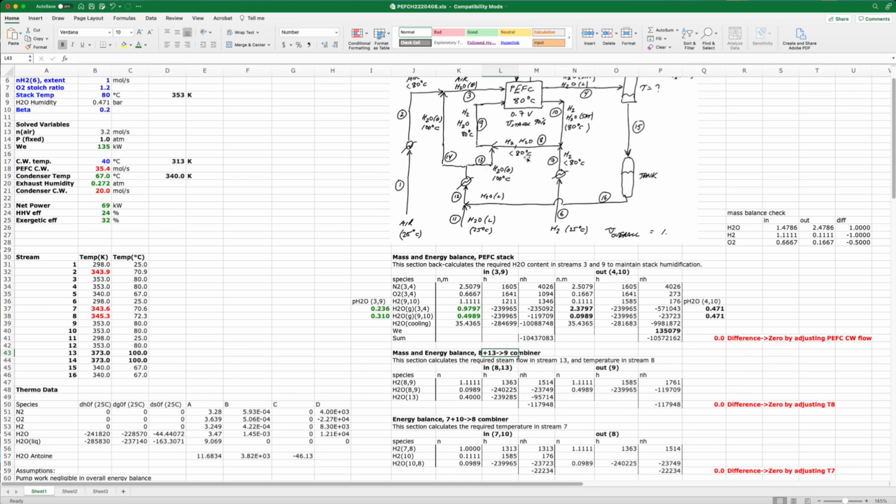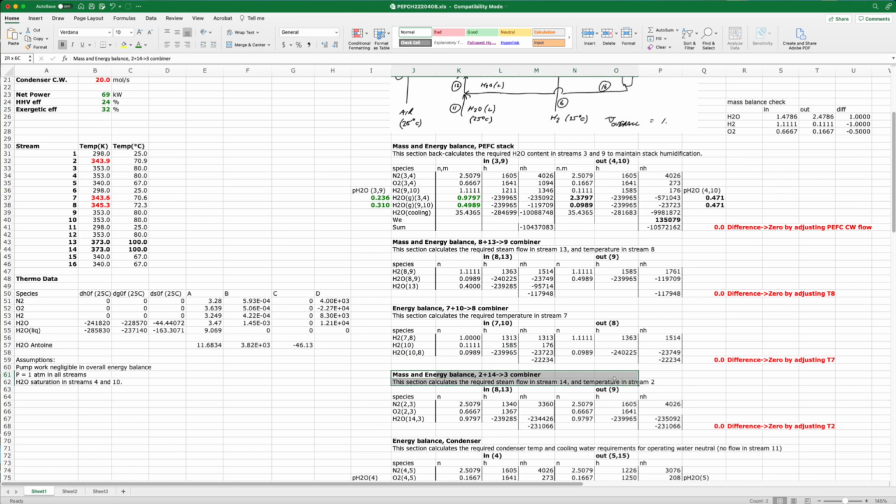And so what we're doing is we're iteratively adjusting the temperature of stream 8 until this energy balance is obeyed. And that tells us that we are going to have slightly less than 80 degrees in stream 8, about 345 Kelvin or 72 degrees. So it's about 8 degrees cooler because of the additional enthalpy that's coming in the form of the steam. And then we can do an energy balance over here at this combiner, 7, 8, and 9, to figure out what the temperature in stream 7 has to be.